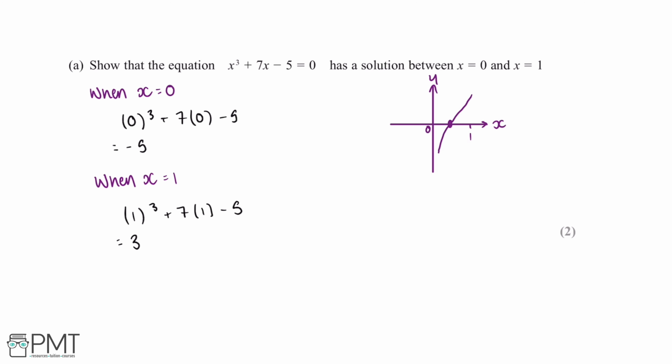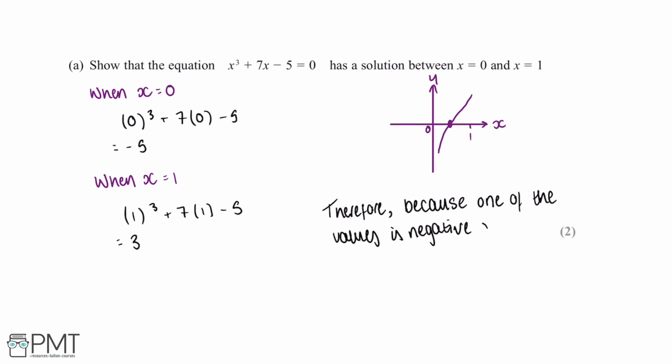So the final thing we can do is write a summary statement. So we can write something along the lines of, therefore, the equation x cubed plus 7x minus 5 has a solution between x equals 0 and x equals 1 because one of the values is negative and one of the values is positive. And this question's worth 2 marks. We'll get 1 mark for substituting the values of x into the equation, and the second mark for showing that the equation has a solution between x equals 0 and x equals 1 with the correct evidence.